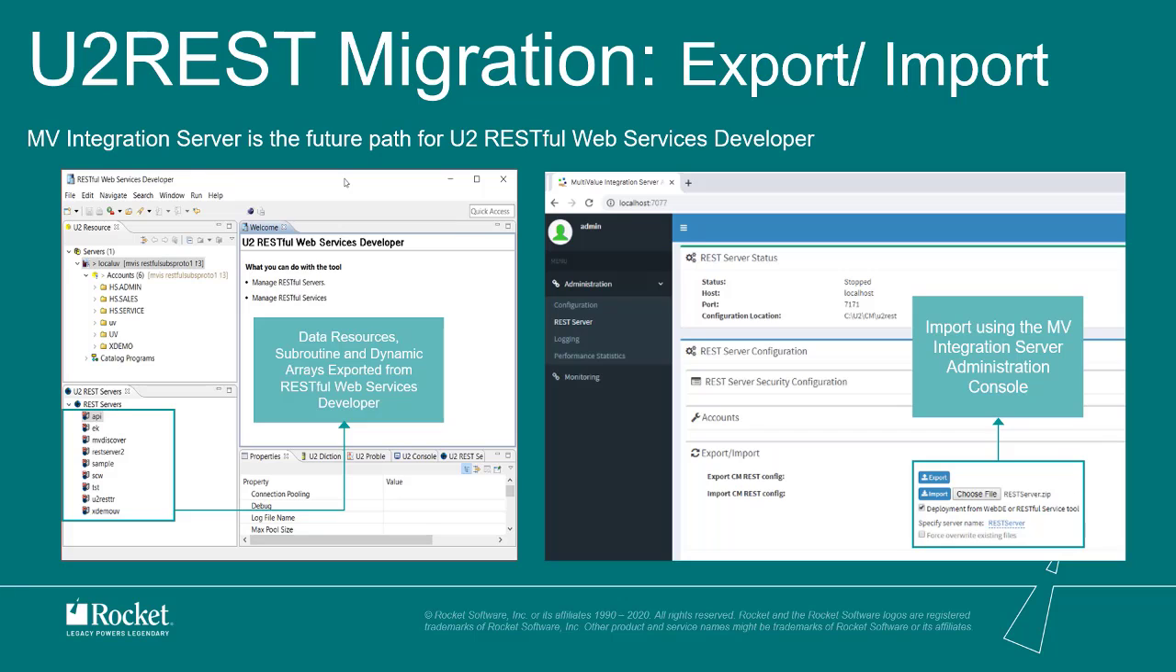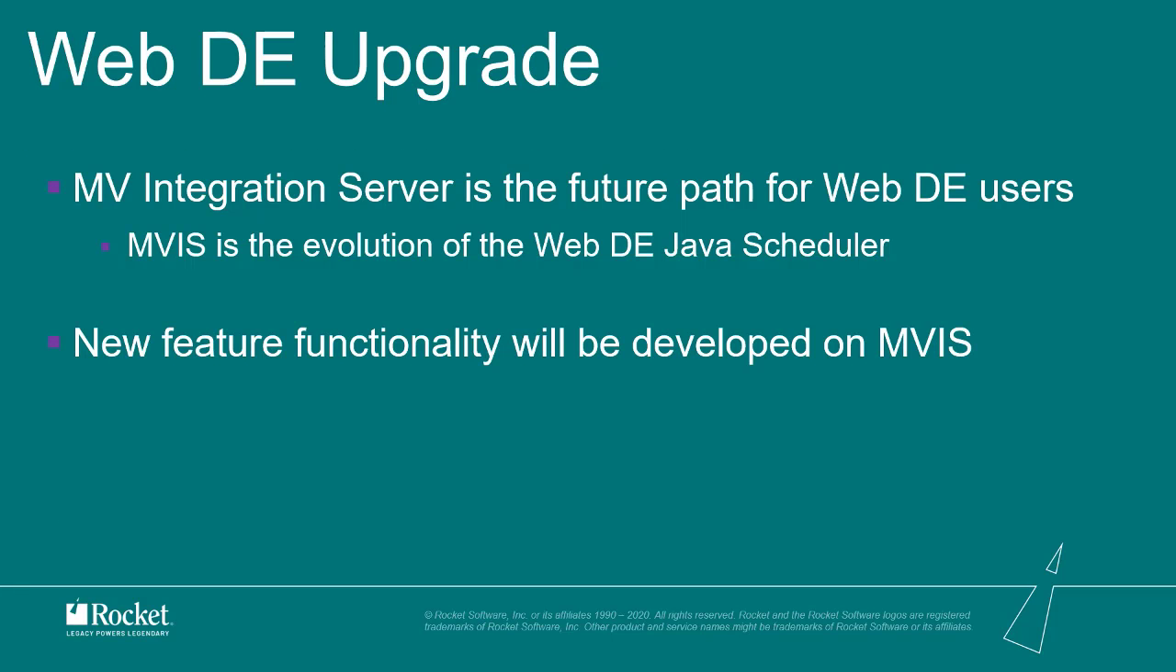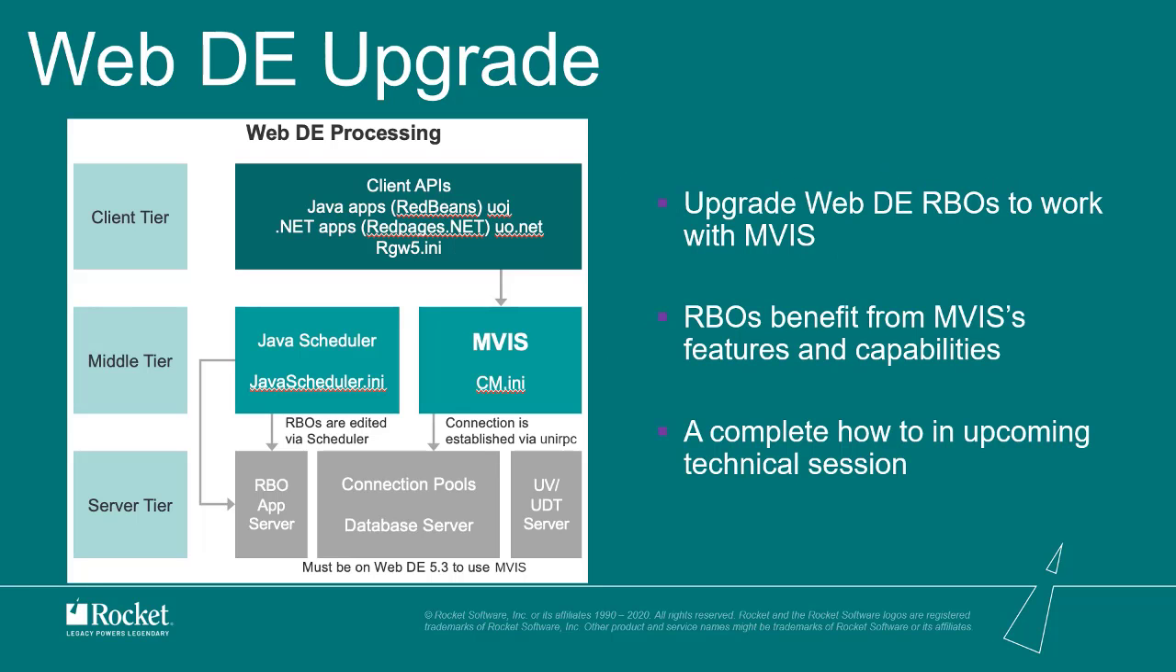So for U2 REST, it's a migration path. For WebDE, it's an upgrade path. And the MultiValue Integration Server is basically enhanced from the WebDE Java scheduler to address application modernization. And just want to let you guys know that all new feature development is going to occur on MVIS. You can run your RBOs through MVIS to leverage all of the MVIS's benefits and capabilities. Basically, what you're doing is replacing the Java scheduler with MVIS, and then the RBOs pointing to the right port will be using MVIS to then communicate with your clients.